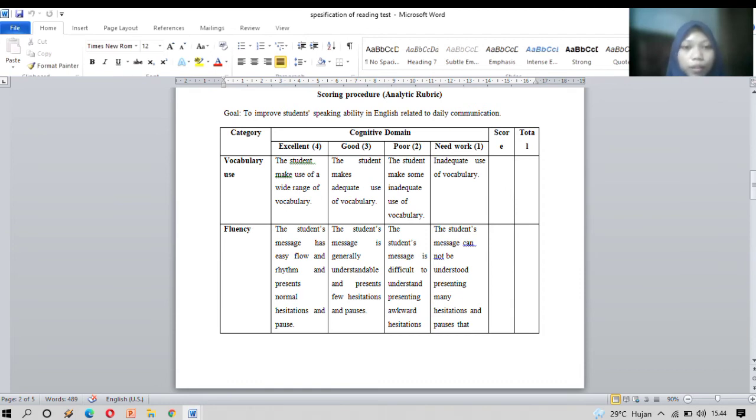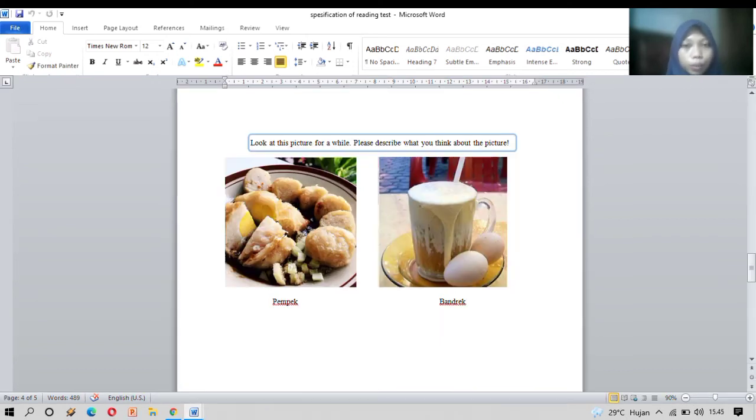The goal is to improve students' speaking ability in English related to daily communication. There are 5 categories, namely vocabulary use, fluency, accuracy, organizations of ideas, and then interaction. And then there are cognitive domain, such as excellent, good, poor, and then network.